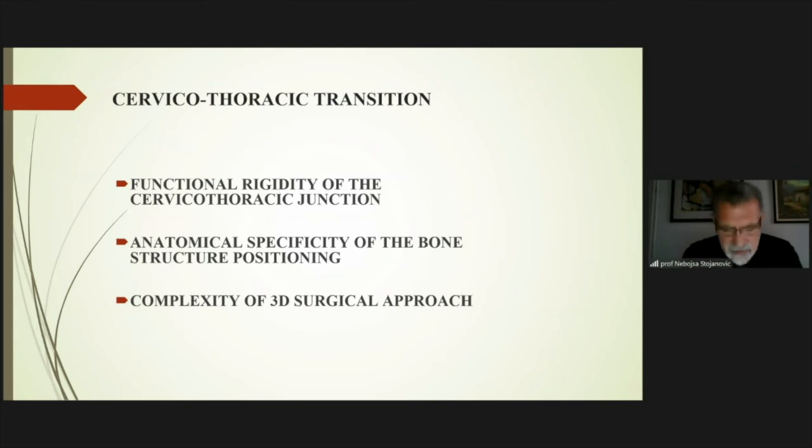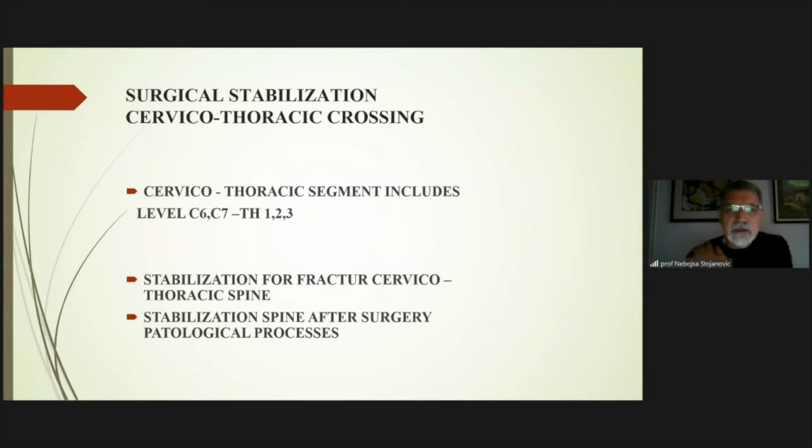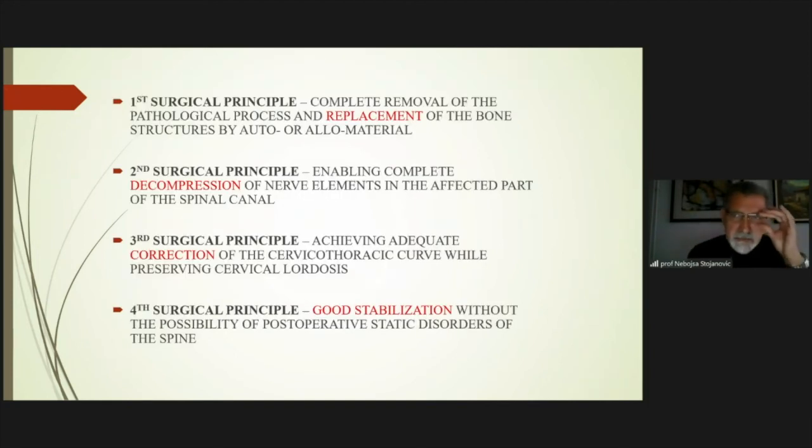The cervicothoracic transition is a very specific and very difficult segment for a surgical approach. Why? Functional rigidity of the cervicothoracic junction, anatomic specificity of the bone structure position, and complexity of the 3D surgical approach. The cervicothoracic segment includes the levels C6, C7, and T1, 2, and 3. We have stabilization for fractured cervicothoracic spine and stabilization of the spine after surgery for pathologic processes. We prefer four surgical principles.